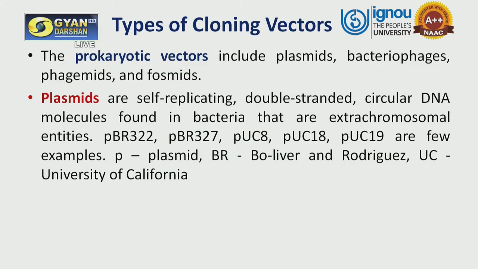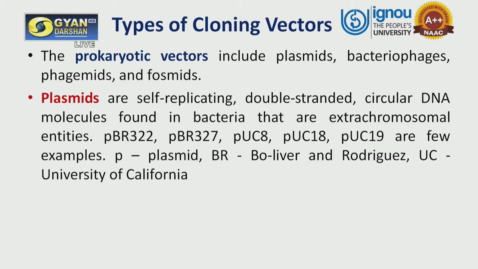So, there are different cloning vectors. First, let us discuss the prokaryotic vectors. We know that a prokaryotic system is comparatively simpler than a eukaryotic system. And of course, it is always good to start with a system which is less complex. So, prokaryotic vectors include plasmids, bacteriophages, phagemids, and cosmids. Plasmids are the most popular ones; the vectors which were started first were the plasmids only.